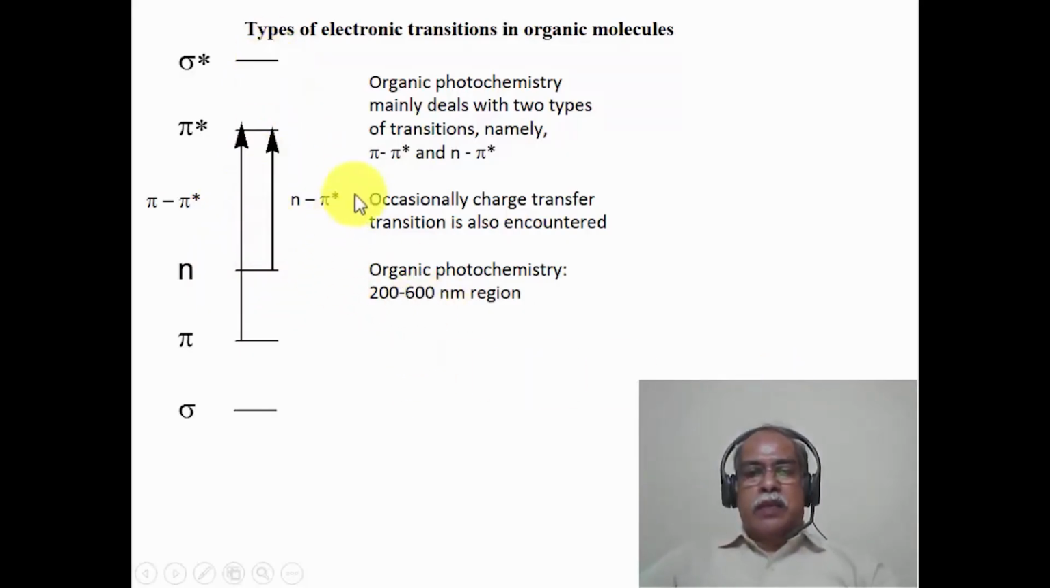Most of the cases we are going to deal with are the pi to pi star and the n to pi star transitions. That is what deals with most of organic photochemistry. Occasionally a charge transfer transition is also involved. We will discuss the charge transfer transition in a separate module. So typically these two transitions take place in the spectral region of 200 nanometer to 600 nanometer, which is the UV-visible region of organic photochemistry, where these two transitions are involved in terms of their energies.